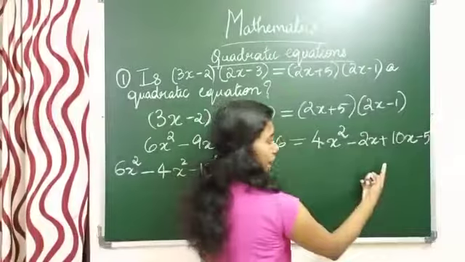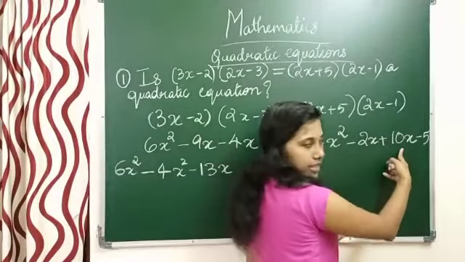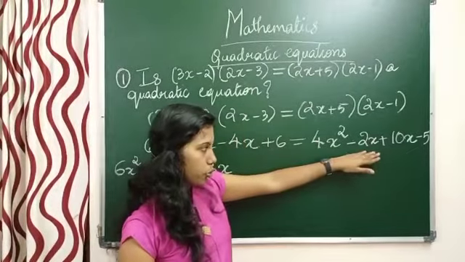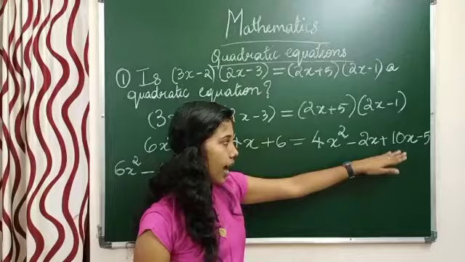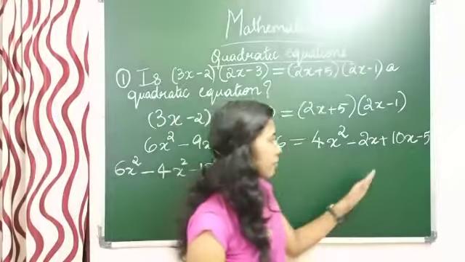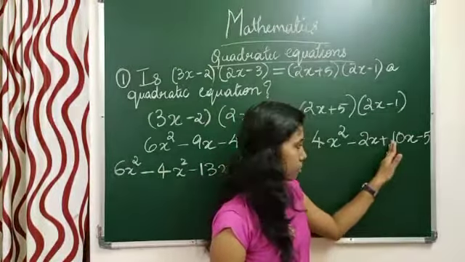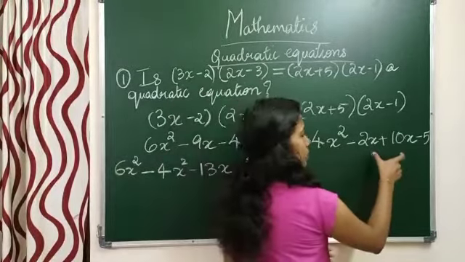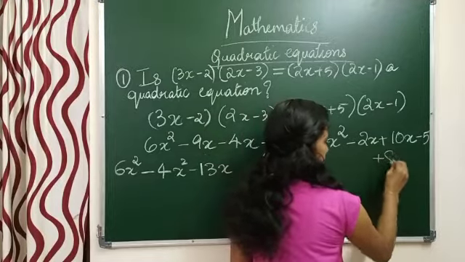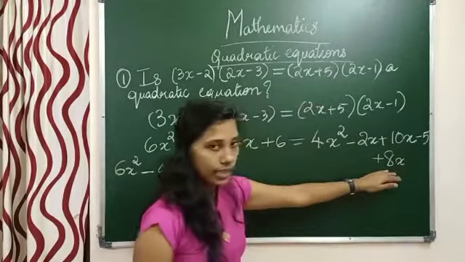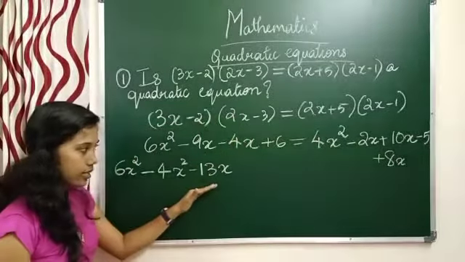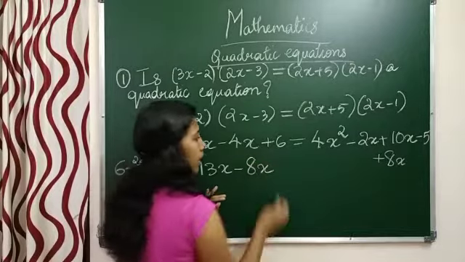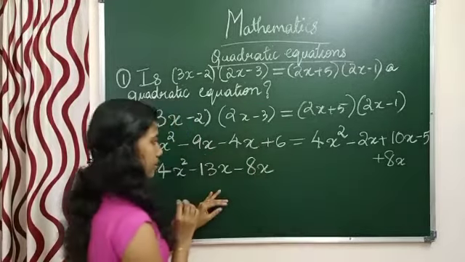And on the other side we have minus 2x and plus 10x. On subtracting, that is plus 10 and minus 2, we get 8x. Then we have to put the sign of the greater number, that is plus. So it becomes plus 8x. When this plus 8x moves to the other side, it becomes minus 8x. Likewise, we have here plus 6.